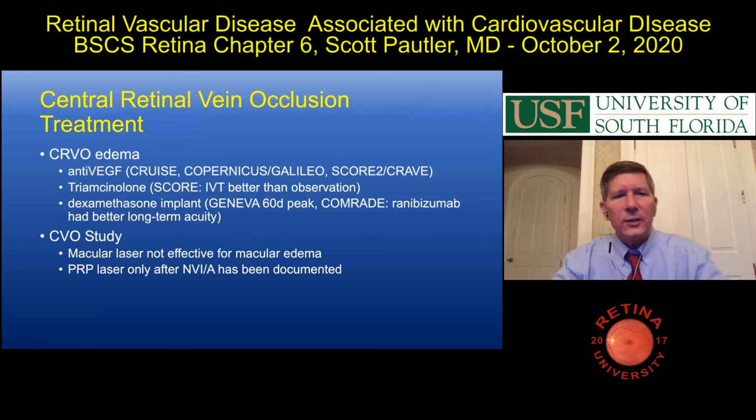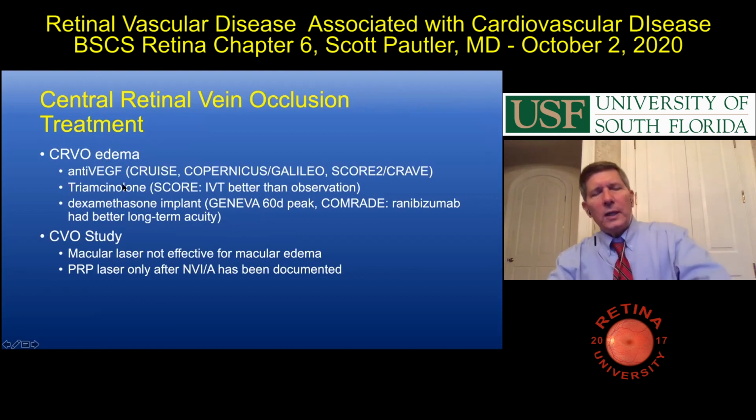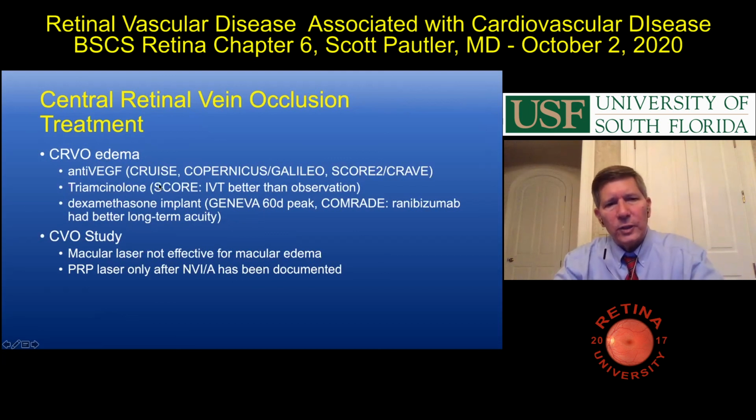How do you treat central vein occlusion? Well, for macular edema associated with central vein occlusion, anti-VEGF is the mainstay. And there are a number of studies showing the benefit of anti-VEGF. Triamcinolone can be used as well, intravitreal. The SCORE study showed that. It was better than observation alone. The dexamethasone implant is helpful, has a 60-day peak effect by the GENEVA study. However, the COMRADE study showed that ranibizumab had a better long-term acuity. So it's sort of a second-line treatment for macular edema in central vein occlusion.